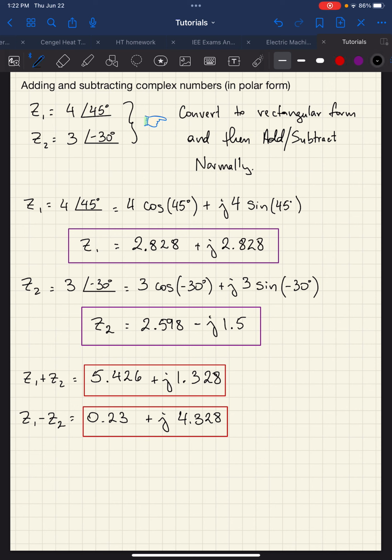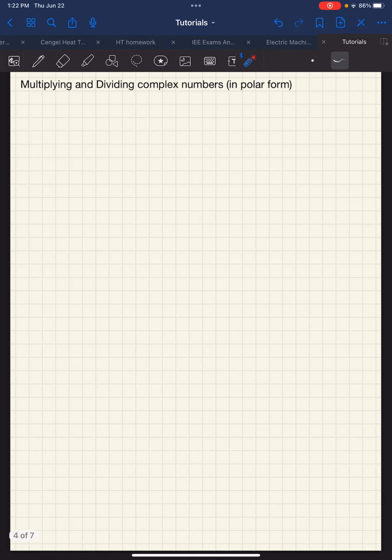Now let's talk about multiplying and dividing complex numbers. Let's say that you're given numbers in polar form and you're asked to multiply and divide. This is the best case scenario, because polar form makes multiplying and dividing very easy. So let's take an example. Let's use the same complex numbers in polar form. And then Z2 was this one, 3 at an angle of minus 30.